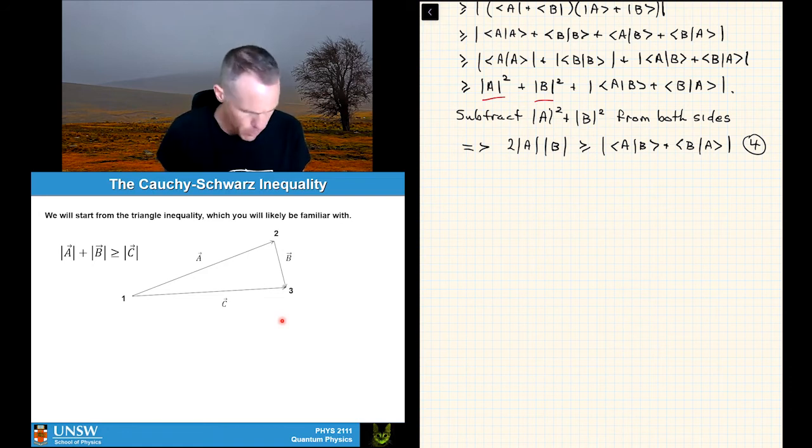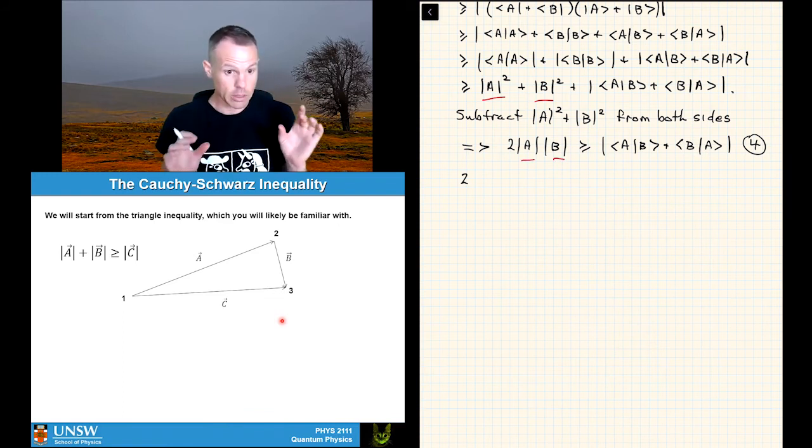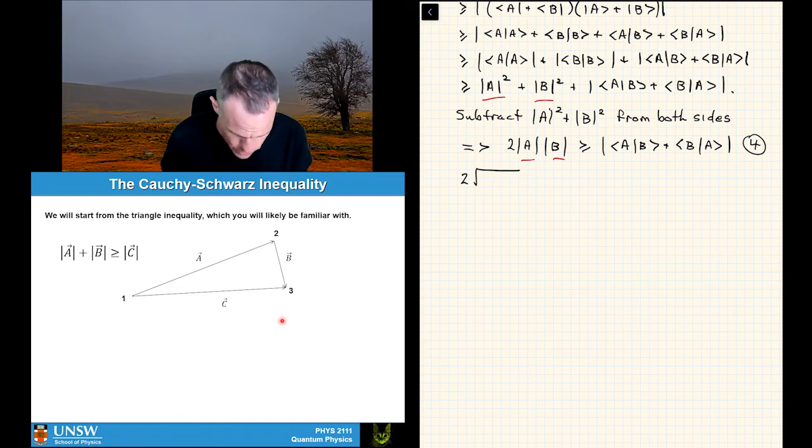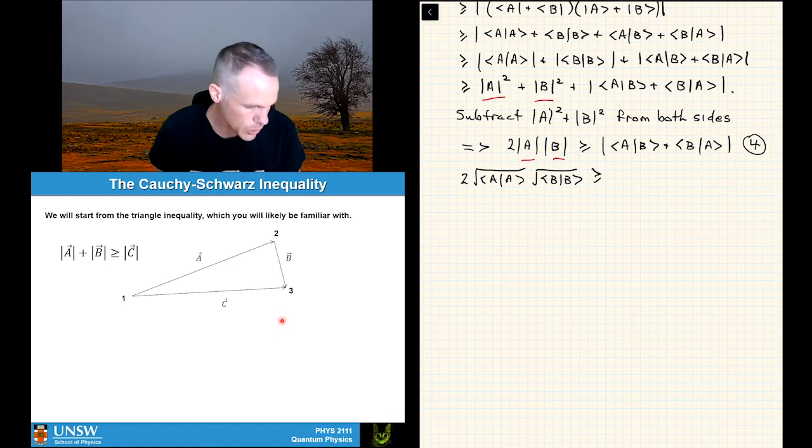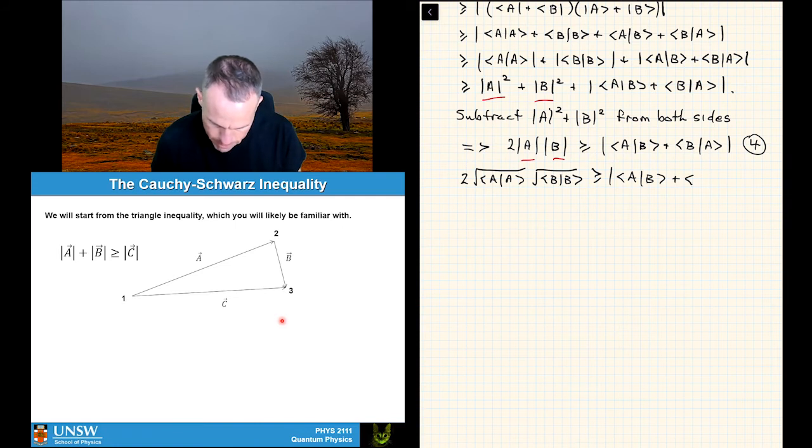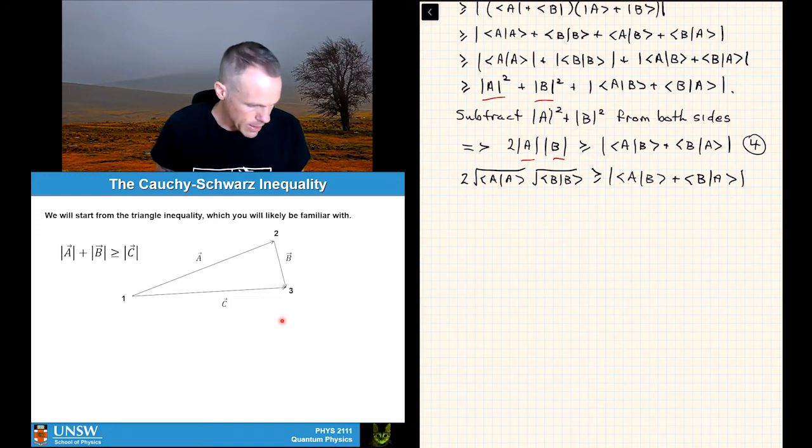So one more step we can take in here is we can basically write these two lengths just up on this line here as inner products as well, right? So this will be the square root of A and A times the square root of inner product of B and B is greater than or equal to AB plus BA. And then what we can do is, again, we can square both sides, right?